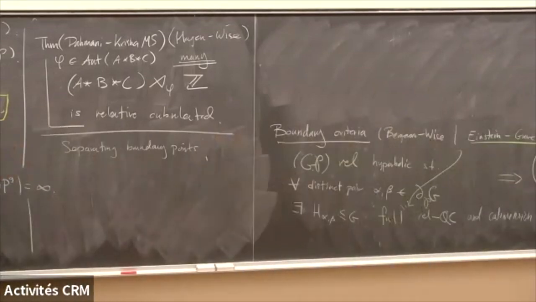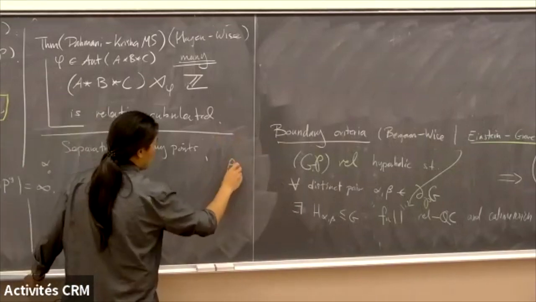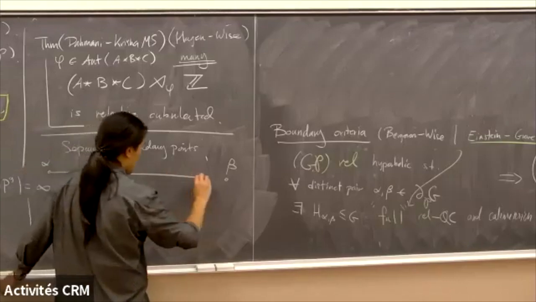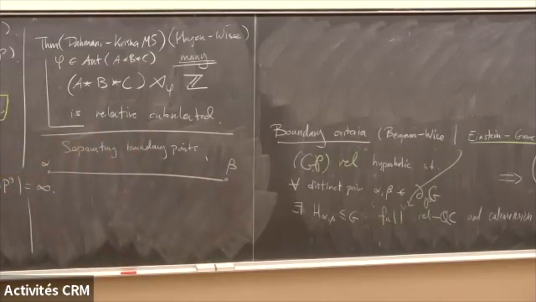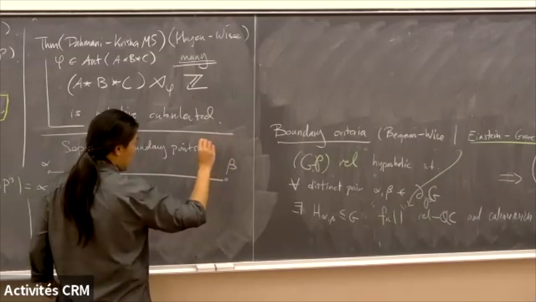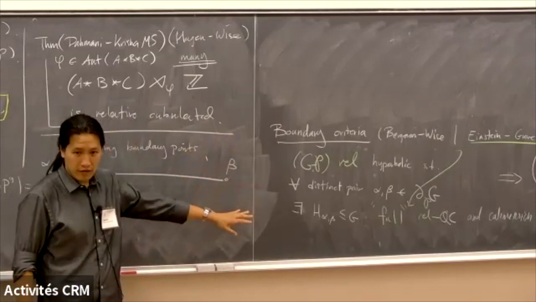I'm going to pick 2 points in the boundary not equal to each other, alpha and beta. And then I want to join them by some bi-infinite geodesic. In the boundary, I mean, oh, sorry, in the space? In the space. Sorry, this picture is happening. So where should you imagine this picture? I didn't describe the Bowditch boundary of these groups.